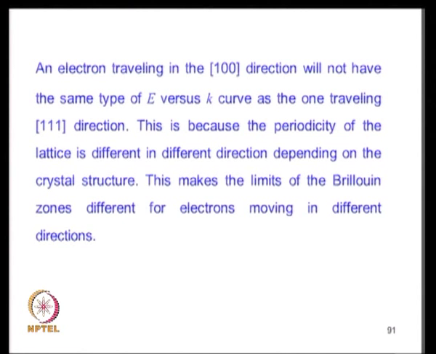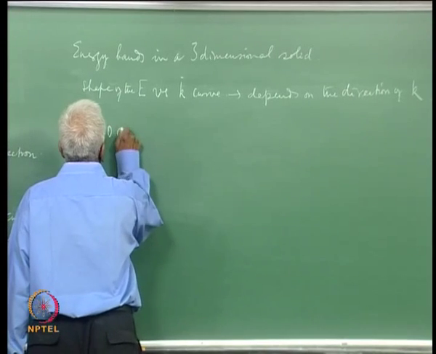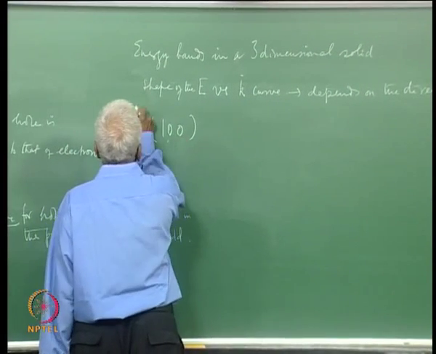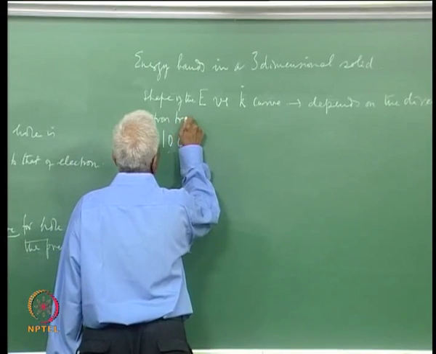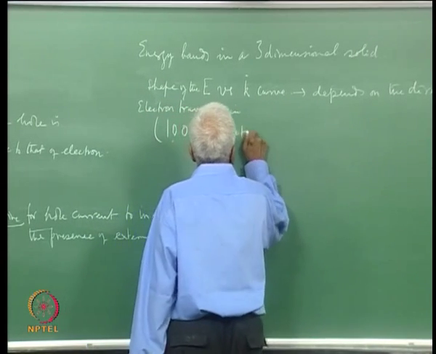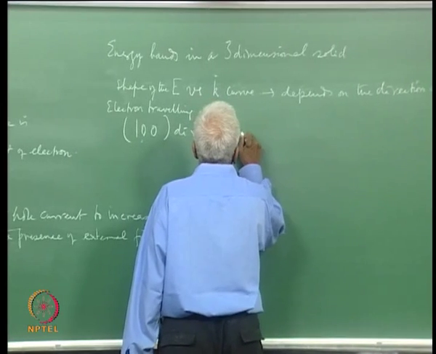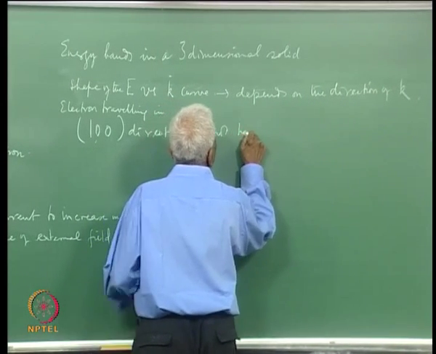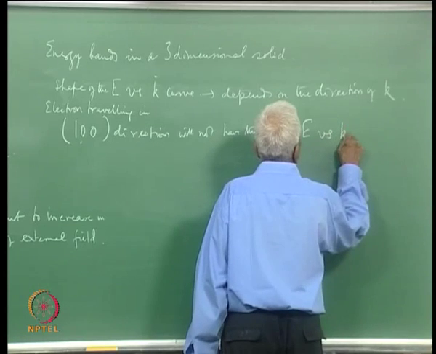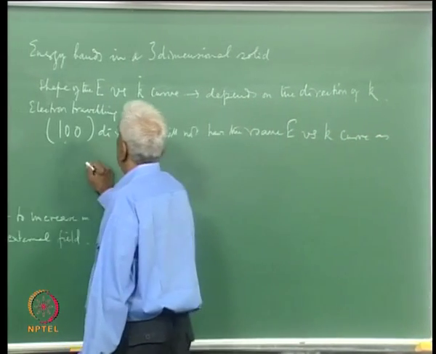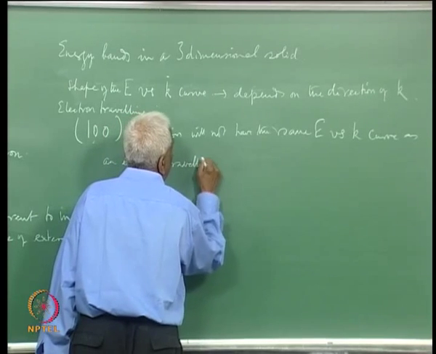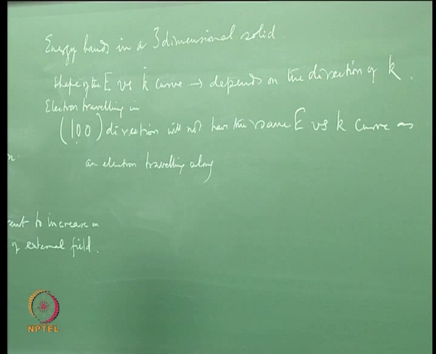So, in a three-dimensional solid, suppose we have an electron traveling in the 100 direction. It will not have the same E versus K curve as an electron traveling along, say, the 111 direction.